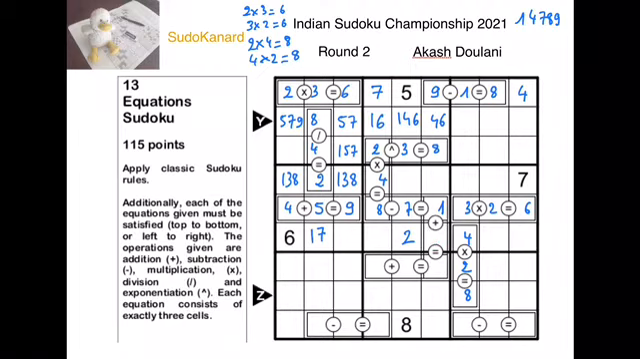Is 5 an option? 5 would make this a 6, and we could have 1 and 5. That's also an option. And then the next option would be 7, but then this would be an 8 or 8. So the only 2 options are 3 and 5, making this 4 or 6. And this is a 4-6 pair. That's interesting.